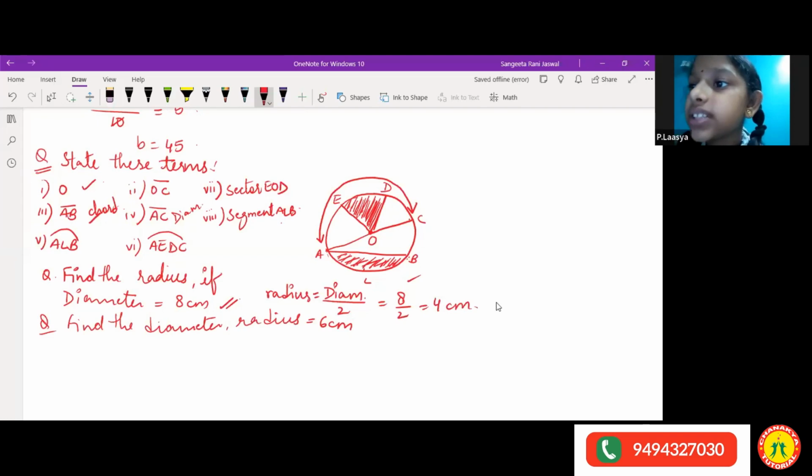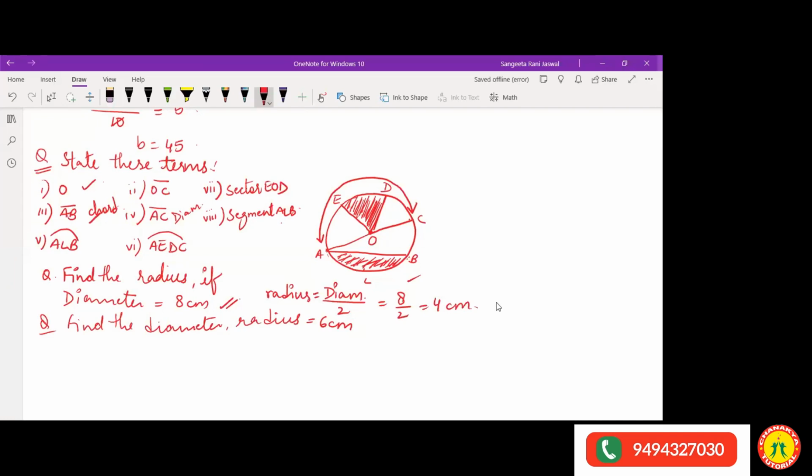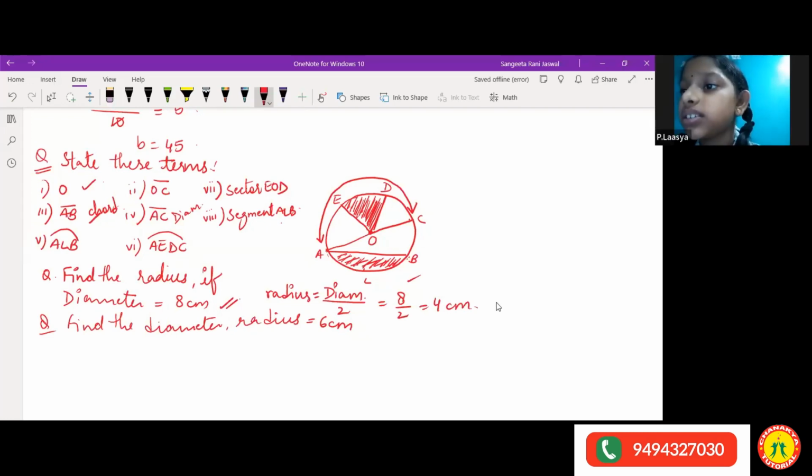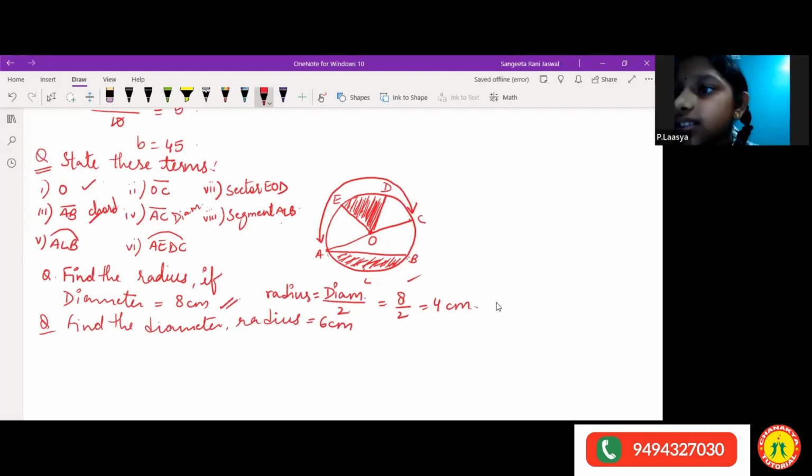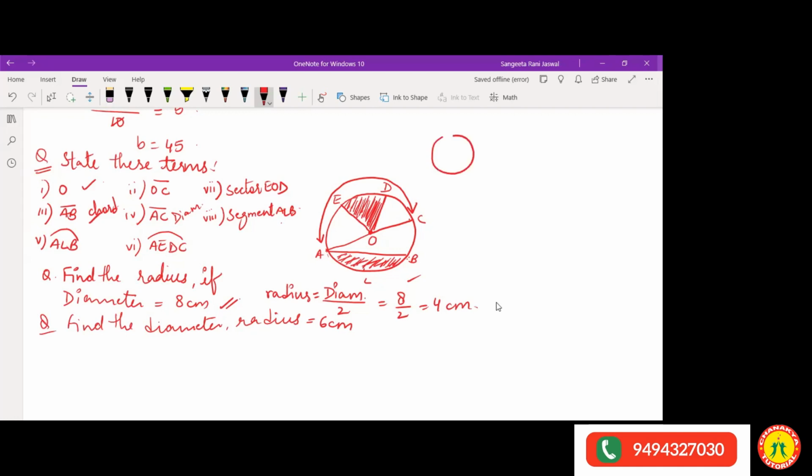Ma'am, radius is half of the diameter. Yes. It is the center of the circle, na, ma'am? Diameter. Look here, diameter is a chord like this, which joins two points on the boundary of the circle, and it passes through the center.